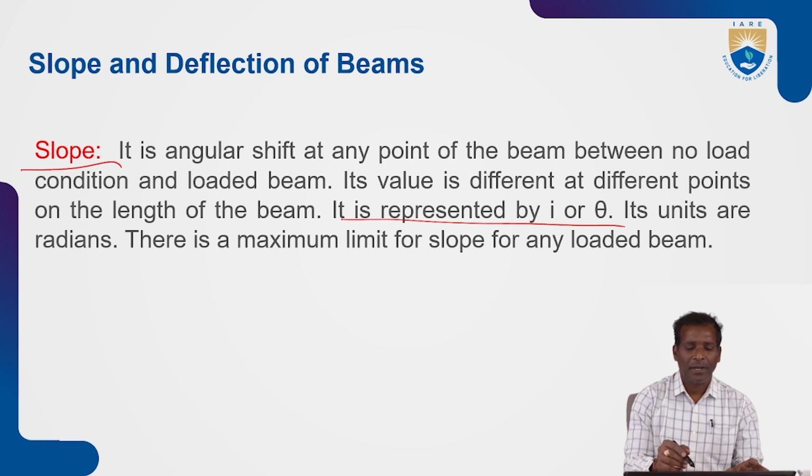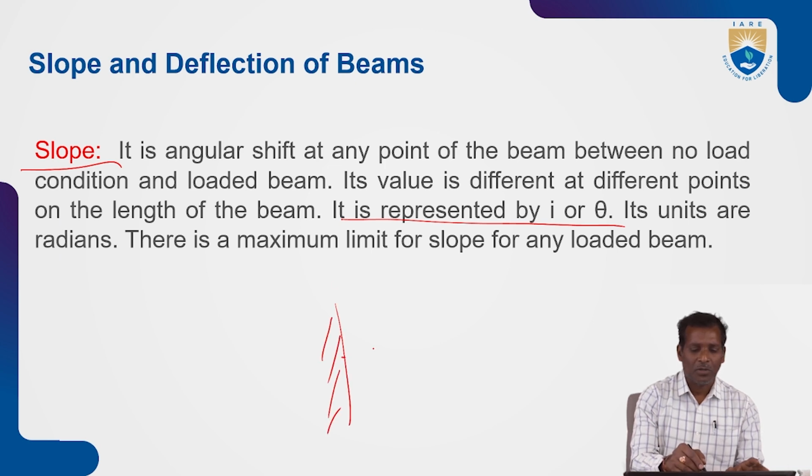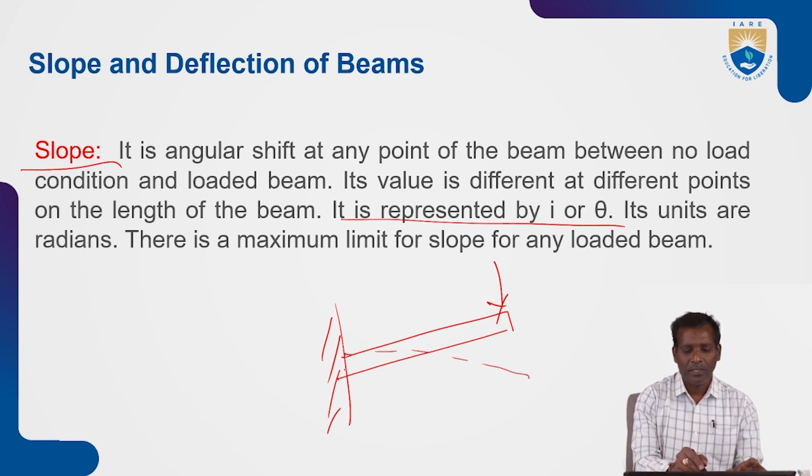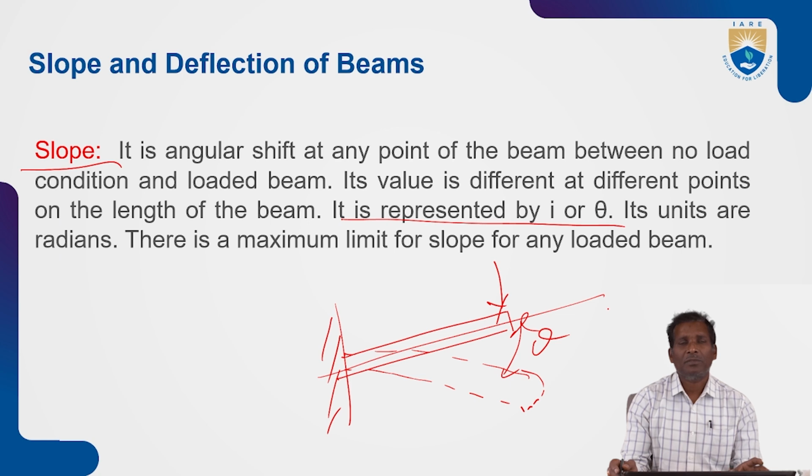The units are radians. Suppose the cantilever beam is subjected to a point load. The beam deflects like this, so the angle is theta. This is the slope. Its value is different at different points on the length of the beam, and it is represented by i or theta.